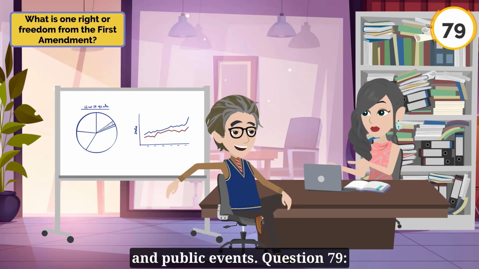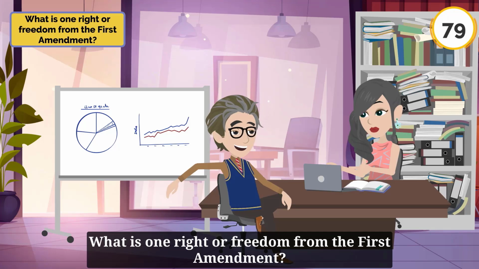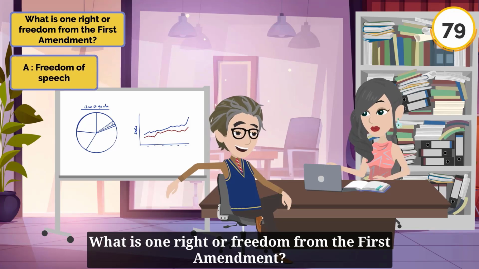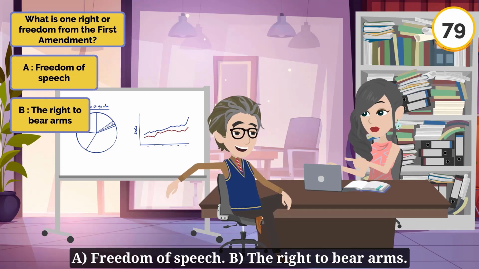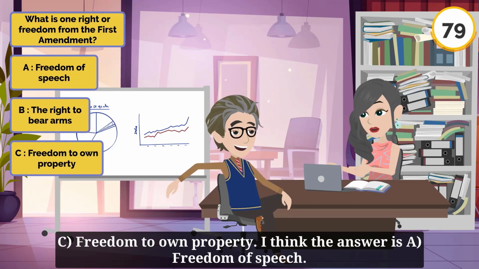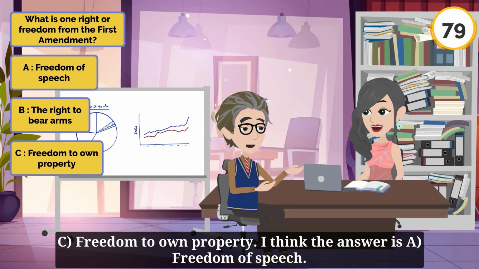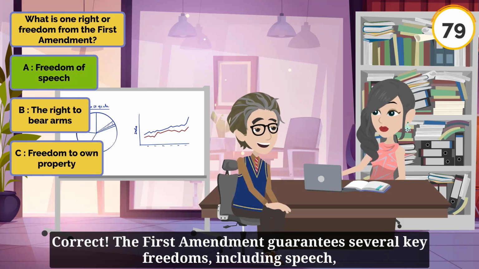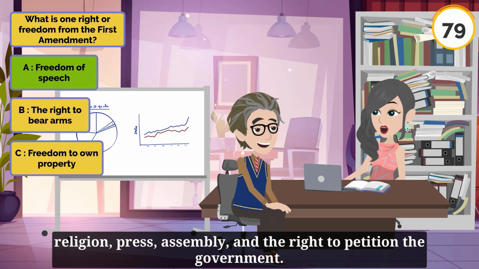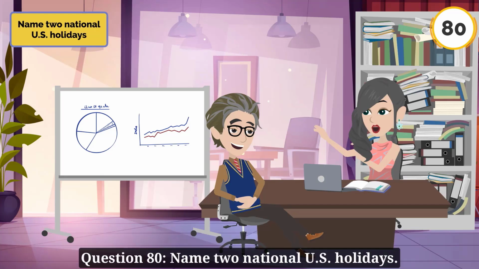Question 79. What is one right or freedom from the First Amendment? A. Freedom of speech. B. The right to bear arms. C. Freedom to own property. I think the answer is A. Freedom of speech. Correct. The First Amendment guarantees several key freedoms, including speech, religion, press, assembly, and the right to petition the government.